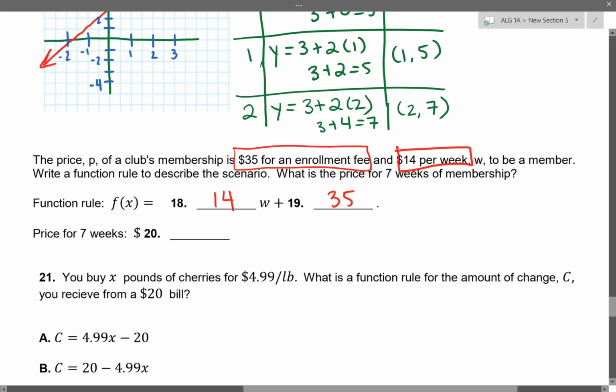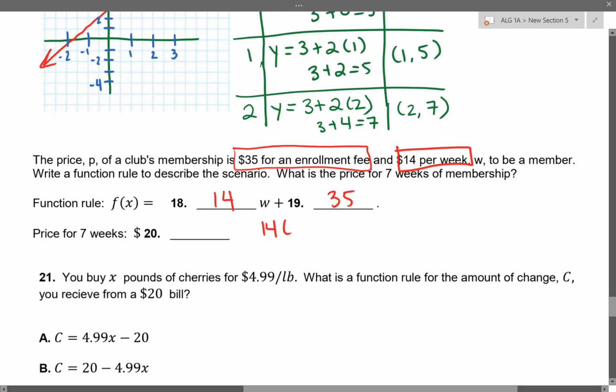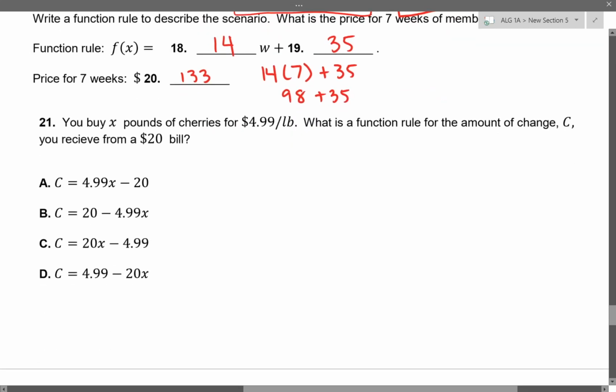So the problem says, what's the price for 7 weeks? So instead of putting a W, I'm going to put a 7. So it should be 14 times 7 plus 35. And 14 times 7 is 98 plus 35. 98 plus 35 is $133. And that's it. Pretty easy question. Let's move on to 21.